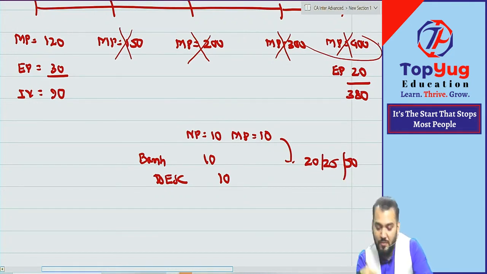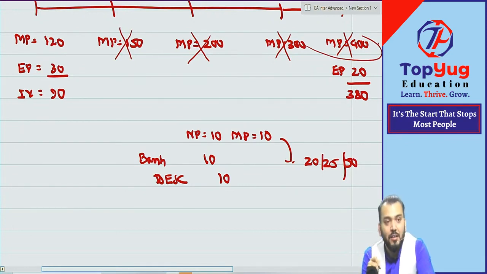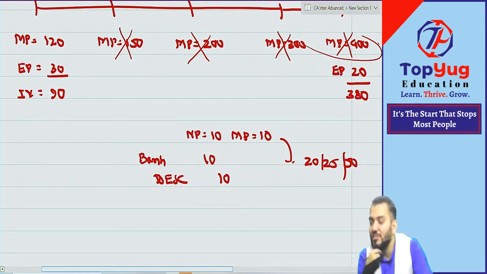Why no entry? The value has increased. 10 rupees become 20, the value increases or not? So why no entry? Raise your hand. I am not able to understand who is answering. Who wants to answer? Now no one is answering.